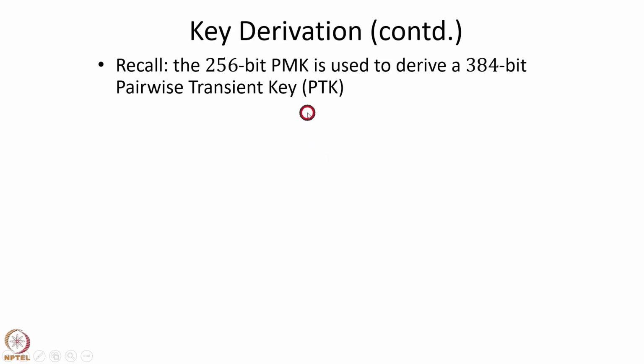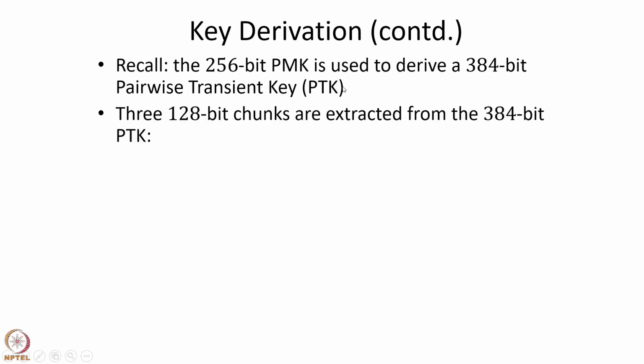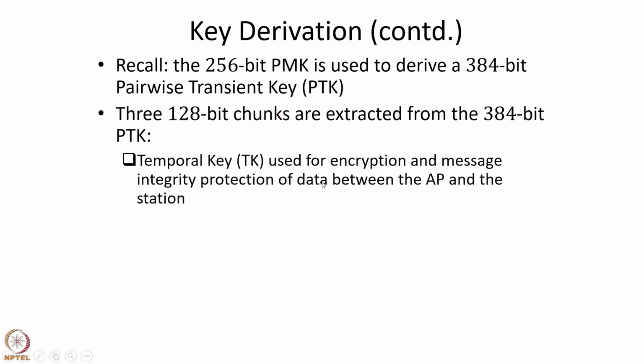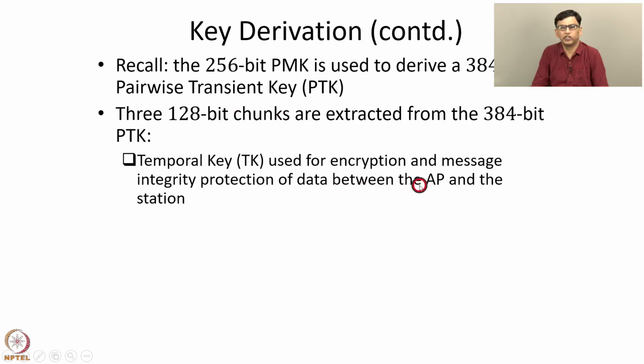Now, recall that the 256-bit PMK is used to derive a 384-bit pairwise transient key or PTK. Three chunks of 128 bits each are extracted from the 384-bit PTK. These chunks are as follows. One is the temporal key that is used for encryption and message integrity protection of the data that is exchanged between the access point and the station after the authentication process. This is the most important key. It is used for the protection of the data packets that are exchanged between the access point and the station. It is used for encryption and message integrity.